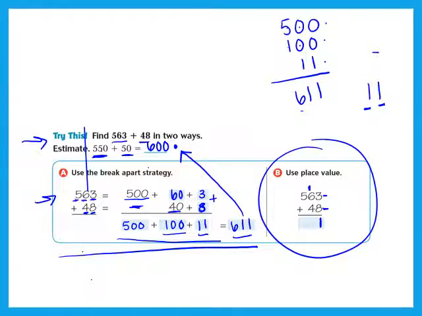I add 1 plus 6, that equals 7, and 7 plus 4 also equals 11. So again, I'm going to write a 1 here and carry a 1. This is regrouping. Then I have 1 plus 5, and that equals 6. So again, I get 611, and I know that's a reasonable answer because it is close to my estimate of 600. Now, you can use either of these strategies, whichever one works best for you. We're going to continue and look at the problem underneath this.